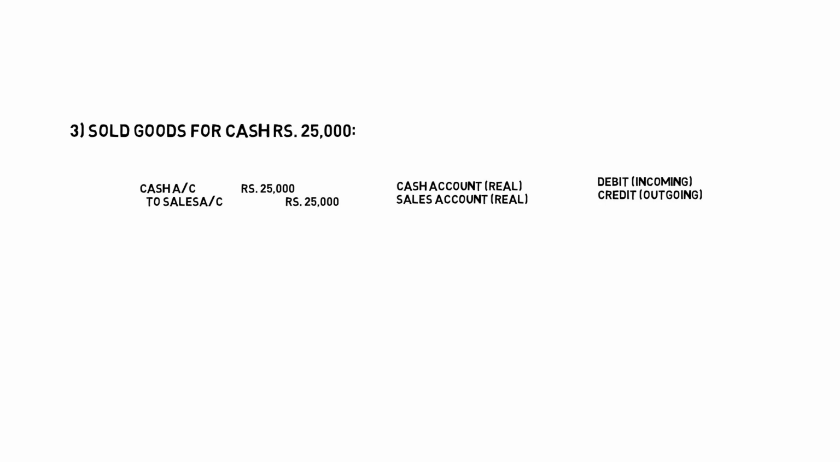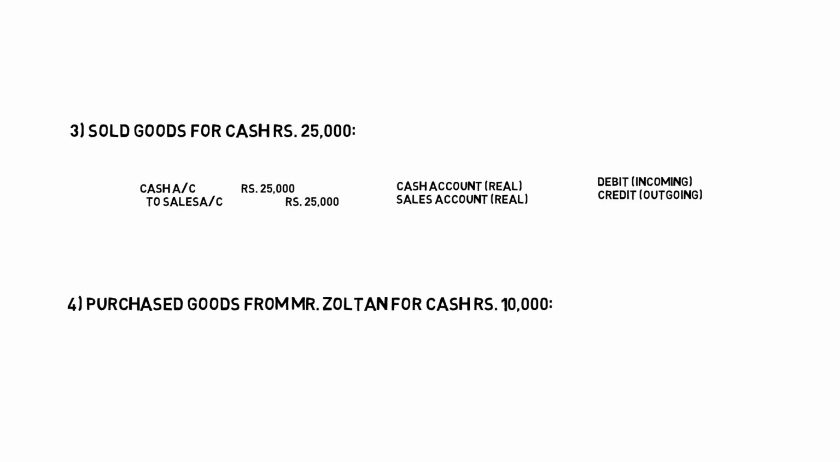So in the previous transaction, if you look at the second one, you are having purchases, whereas here you're having sales. Both purchases and sales are conversion of assets in the business, but you're converting one asset into another asset. And then you have the fourth one, which is purchased goods from Mr. Zoltan for cash of rupees 10,000. So purchases account rupees 10,000 to cash account rupees 10,000.